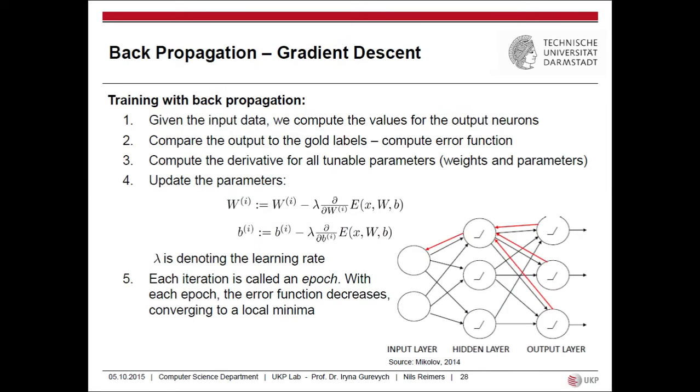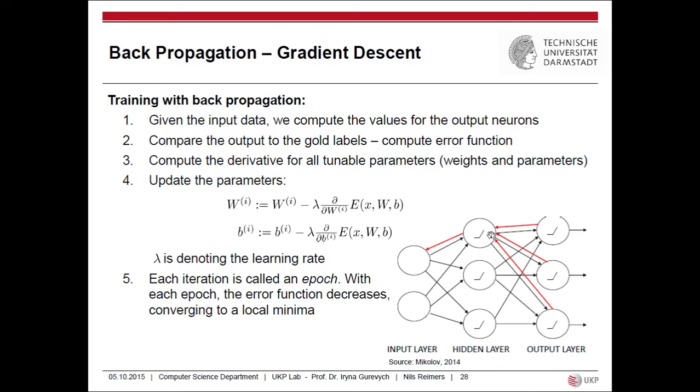Backpropagation and gradient descent. Okay, now we have our input data. We compute the hidden layer, we compute the output, and then given the output, we can compute the error. So how good is our network? You compare the output to the gold labels, and then you compute the derivative for all tunable parameters. So you compute the derivative for this weight, for this weight, and so on, and you update them all.